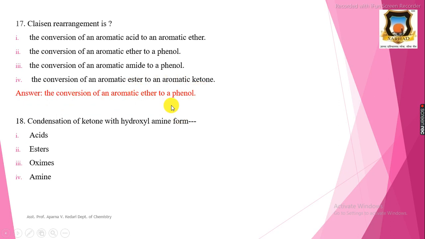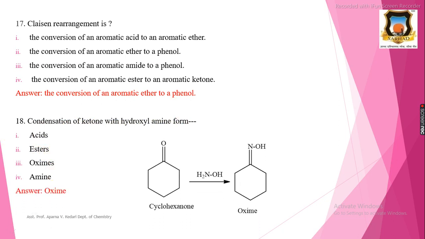The next question is, condensation of ketone with hydroxylamine forms acid, ester, oxime and amine. And the correct answer is oxime. Example, cyclohexanone reacts with hydroxylamine. Hydroxylamine is a derivative of ammonia, in which the hydrogen atom of ammonia is replaced by an OH group, and it gives oxime. Therefore, condensation of ketone with hydroxylamine forms oxime.